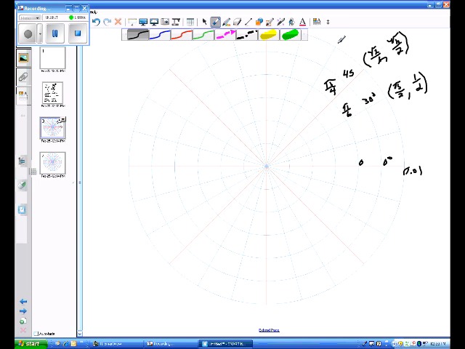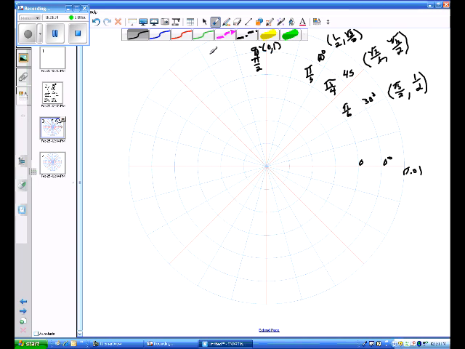Our next one would be 60 degrees, which is pi over 3. Well, the cosine of 60 is 1/2. The sine of 60 is square root of 3 over 2. And then if we go to 90 degrees, or pi over 2, okay, our coordinates here, the cosine of 90 is 0, the sine of 90 is 1. We're actually getting our coordinates as we go around.